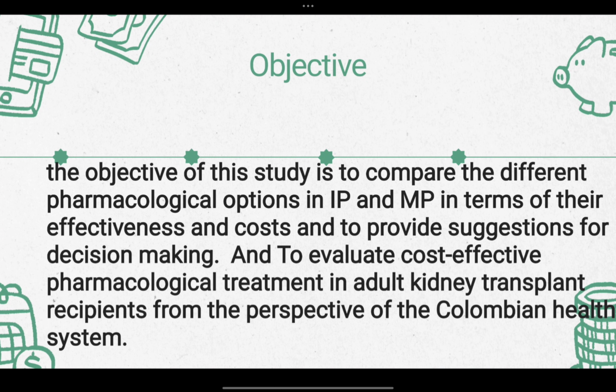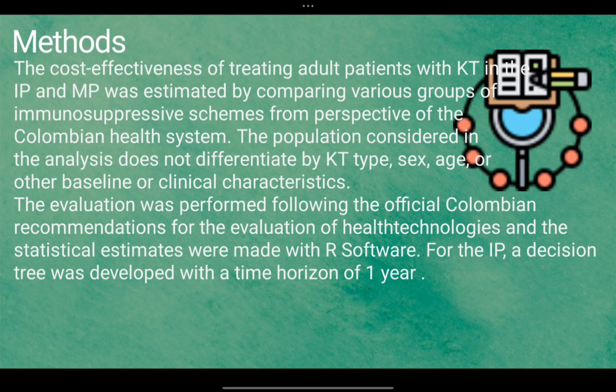The methods. The cost-effectiveness of treating adult patients with kidney transplant in the induction phase and maintenance phase was estimated by combining various groups of immunosuppressive schemes from the perspective of the Colombian health system. The population considered in the analysis doesn't differentiate by kidney transplant type, sex, age, or other baseline or clinical characteristic. The evaluation was performed following the official Colombian recommendations for evaluation of health technologies, and statistical estimates were made with R software. For the induction phase, a decision tree was developed with a time horizon of 1 year.